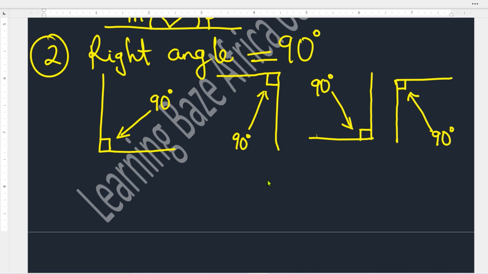All right, so we can have more than one angle in angle 90. That is, in a right angle, you can have more than one.